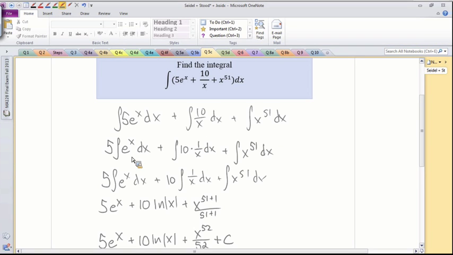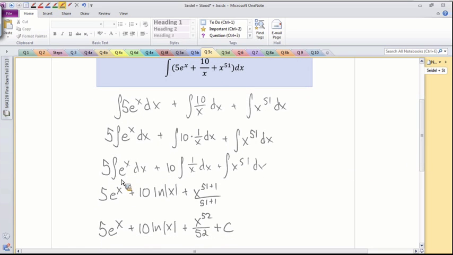Now we can move the coefficient to the outside of the integral. I'll move the 5 out here. I can say this is 10 times 1 over x, and I'll move the 10 to the outside here. The x to the 51 we leave alone.